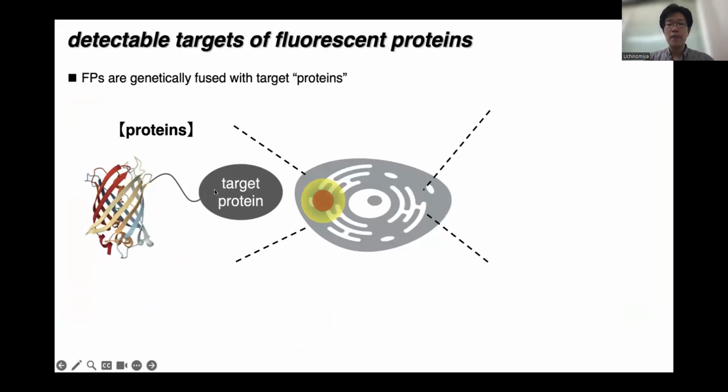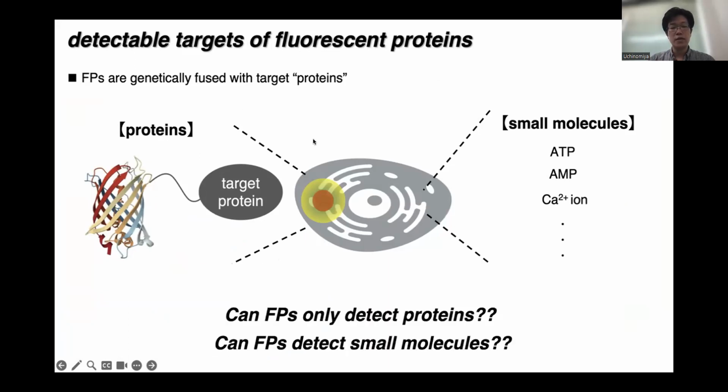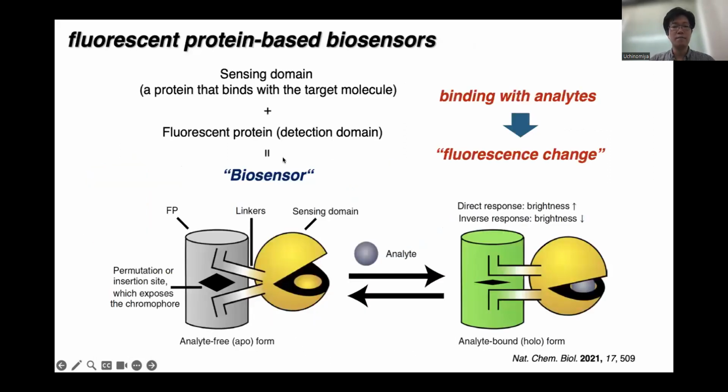Okay, so now you know how important fluorescent proteins are in fluorescence imaging. This technique can detect target proteins inside cells. However, small molecules also play important roles inside cells. So, can fluorescent protein only detect proteins, or can fluorescent protein detect small molecules? Okay, the answer is yes.